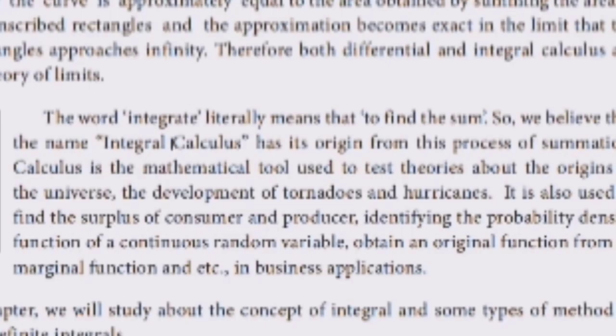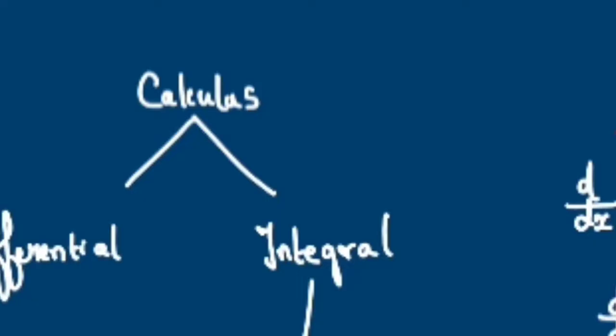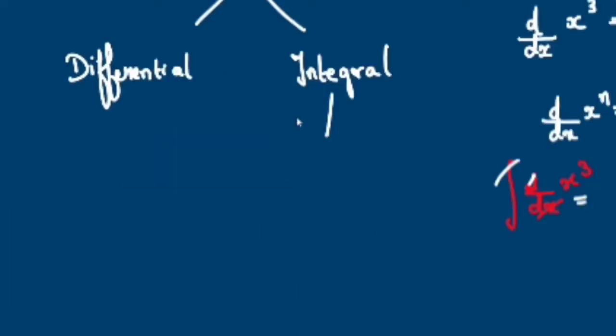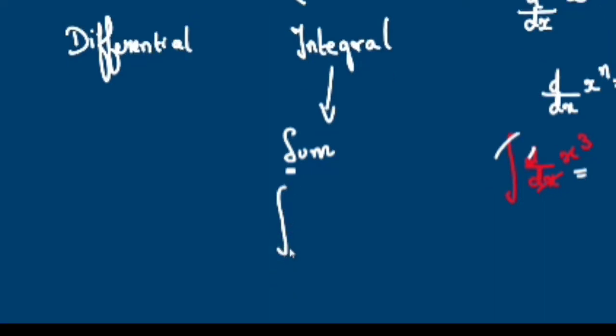So the integration is the reverse process. The word integrate literally means to find the sum. You will be learning in detail later. So it is nothing but to find the sum. From this word sum, the s is taken. The elongated s is the sign we use for integration. Whenever you want to find the original function, you just integrate.